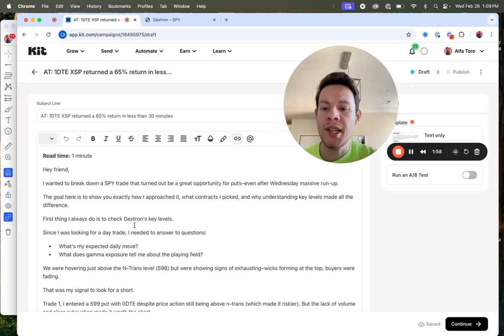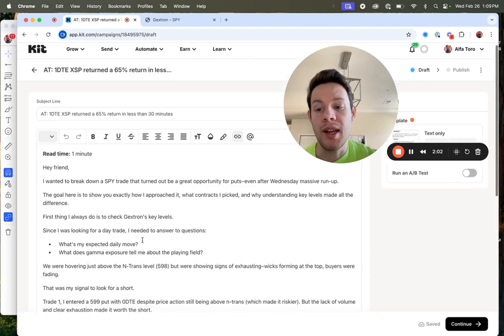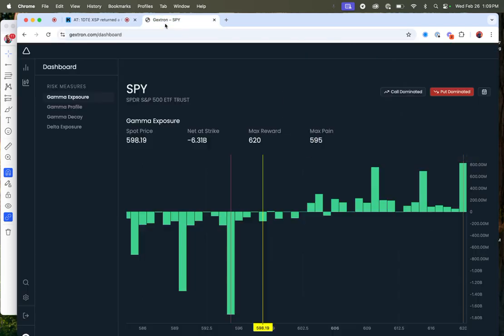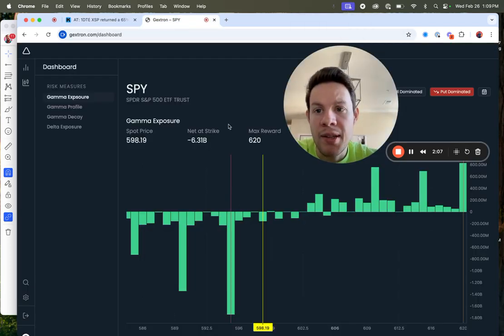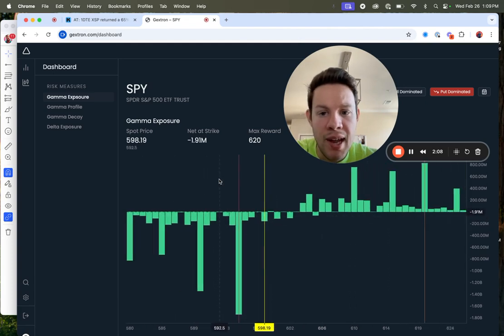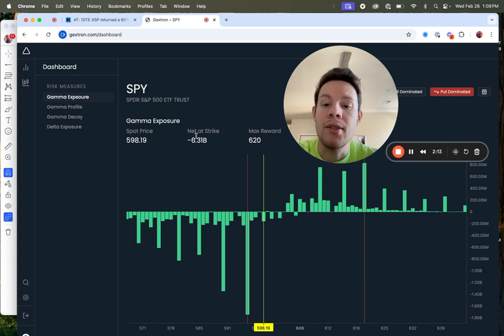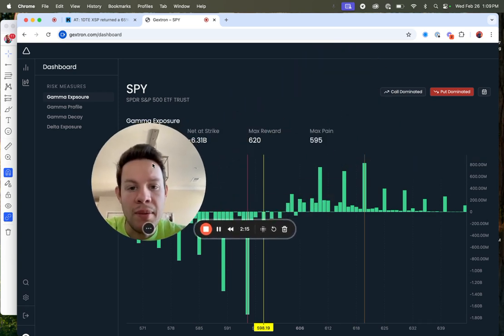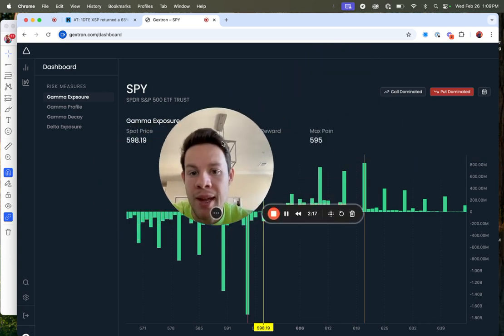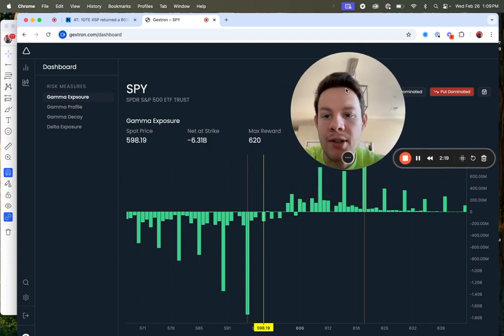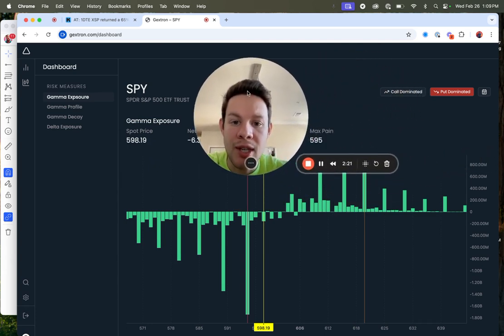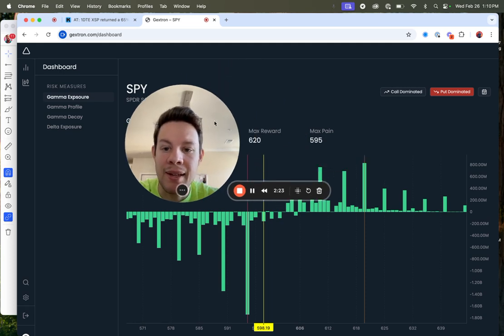Okay, so the first thing I always do on these trades is check Gactron levels. When I go to Gactron, I just select this tool right here. This is our application, and I'm looking at the Gactron levels that are available to us. I'm looking at the total net gamma exposure. What's the max reward? What's the max pain? Where's the N trans level? Where's the P trans level? And then I'm also checking another thing here, which is the expected move.